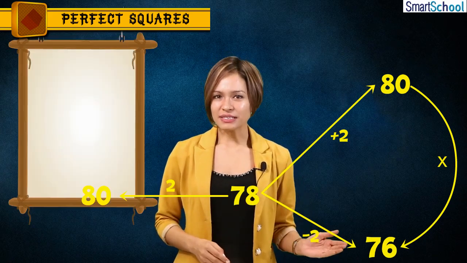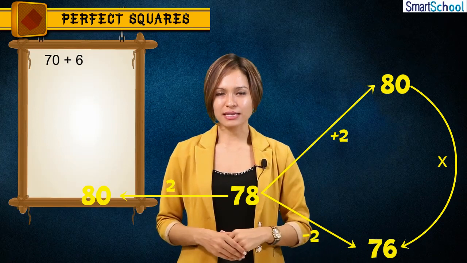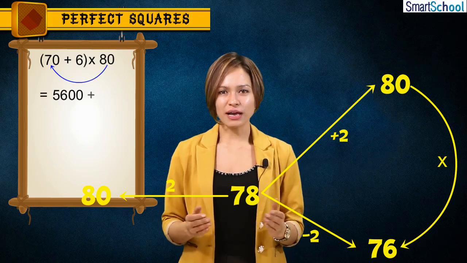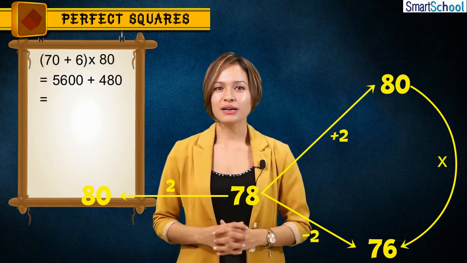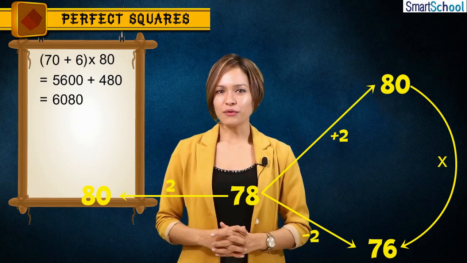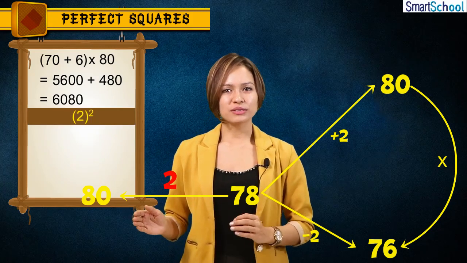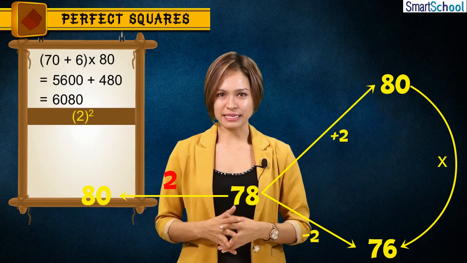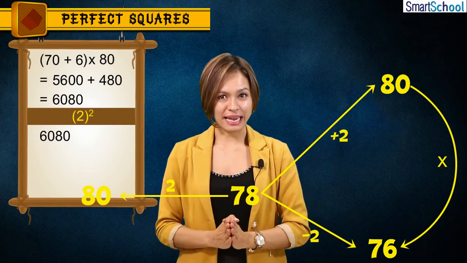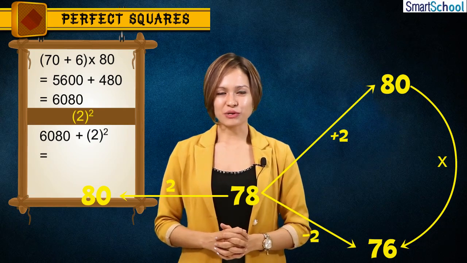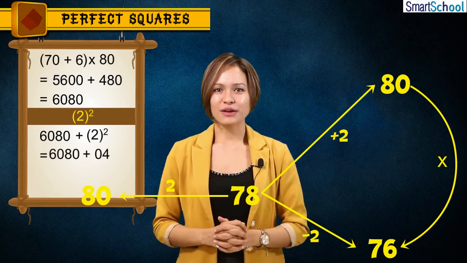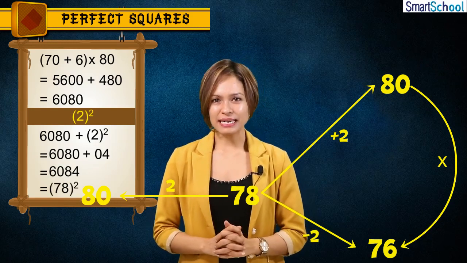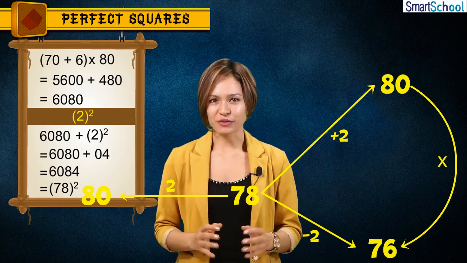Yes, write 76 as 70 plus 6 and then multiply it by 80. We get 5600 plus 480, that is equal to 6080. Now add the square of 2, which was the distance of the number from its nearest tens, to 6080. So we get 6080 plus 2 square, that is equal to 6080 plus 4, that is equal to 6084. This is how we can easily determine the squares of numbers below 100.